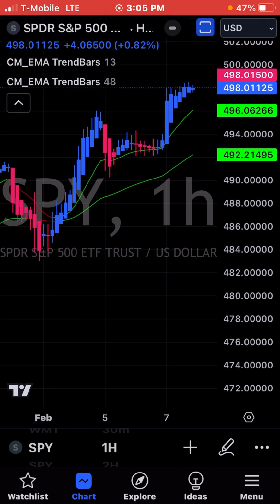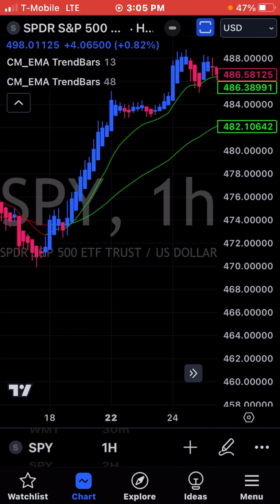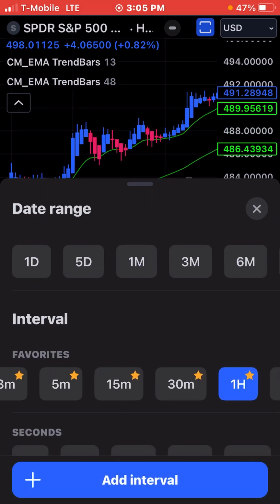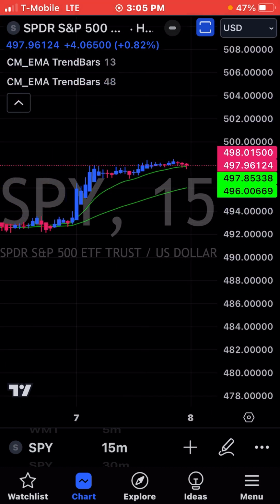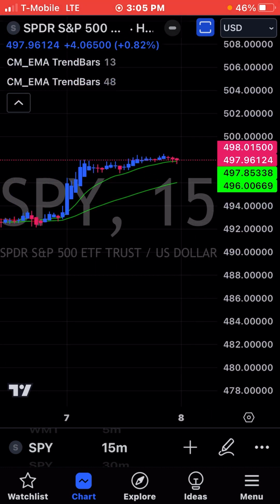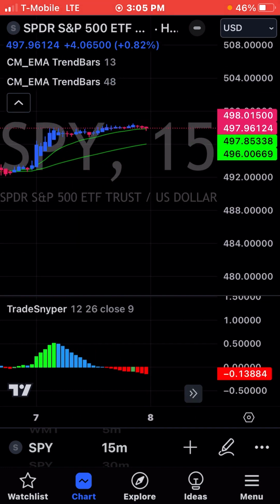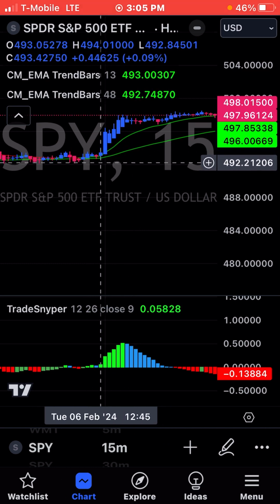But if you want to make like $100 a day, let's just say you're in this scenario where you saw the cross and you kind of want to get in, you can go to a lower time frame, like the 15 minute. And since you know the trend is going up, you basically wait for every time that it goes up, every time it's green.